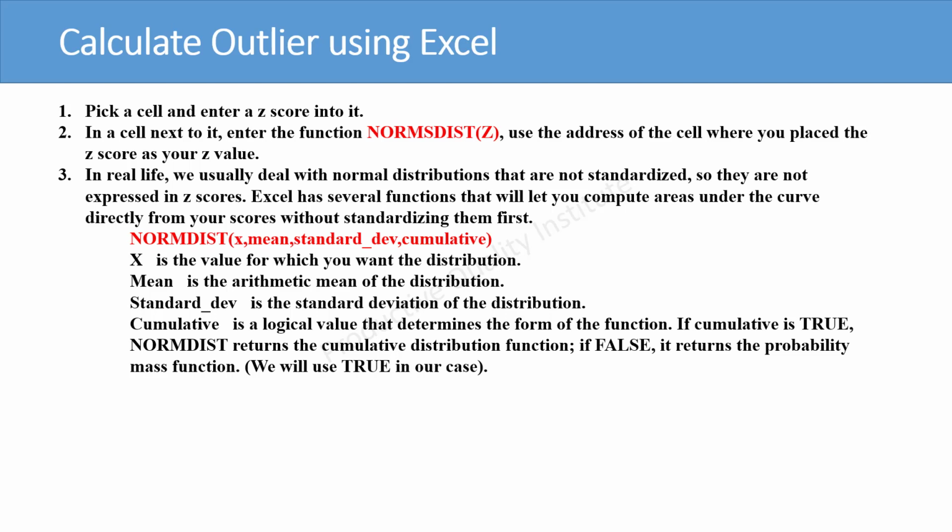Mean value is the arithmetic mean of the distribution. Standard deviation is the standard deviation of the distribution. Cumulative is a logical value that determines the form of the function. If cumulative is true, NORMDIST returns the cumulative distribution function. If false, it returns the probability mass function. We will use true in our case.